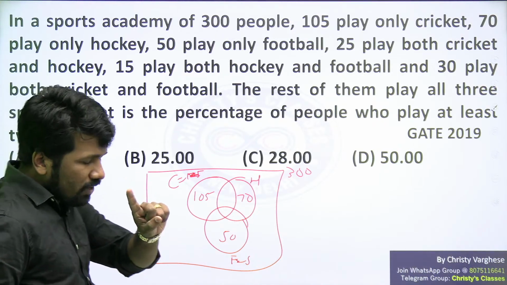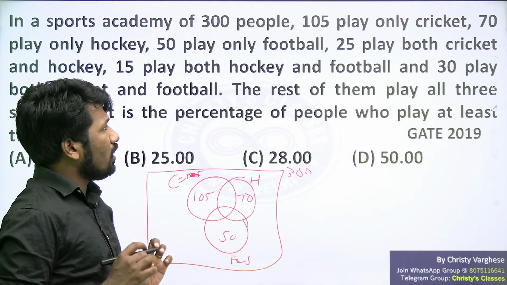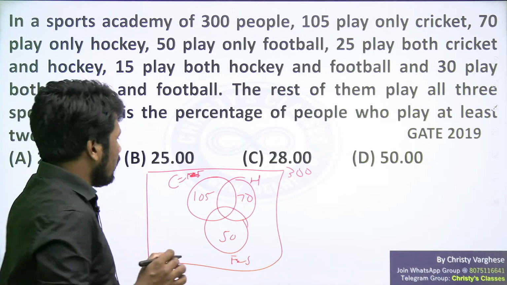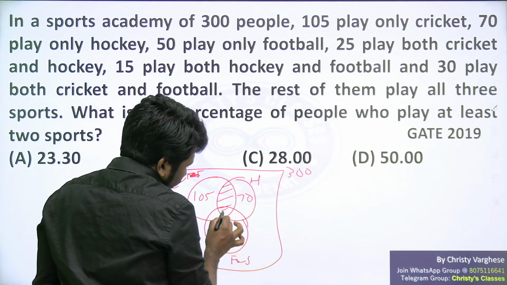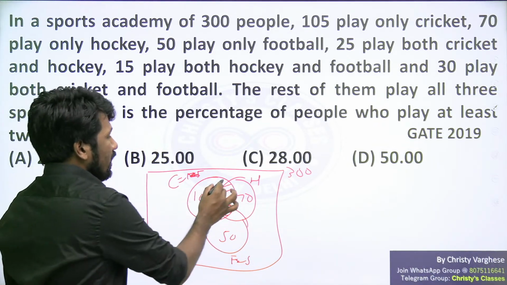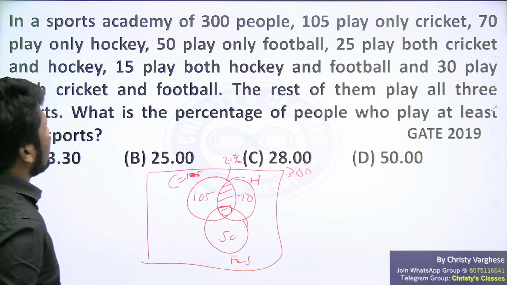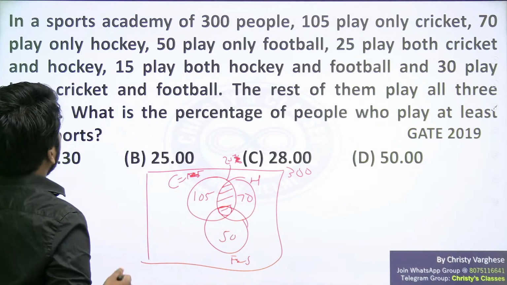25 play both cricket and hockey. Yeah, there you should be very careful. It is not saying 25 play only cricket and hockey. It is saying both cricket and hockey. Both cricket and hockey means this full set, even this intersection part is also included there. Understand that way. Otherwise they will say they play only cricket and hockey. So not 25%, 25 people.